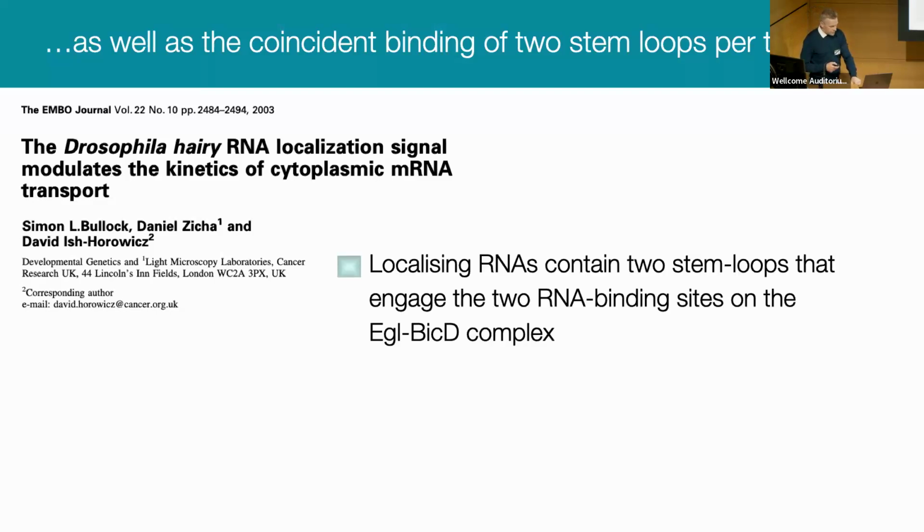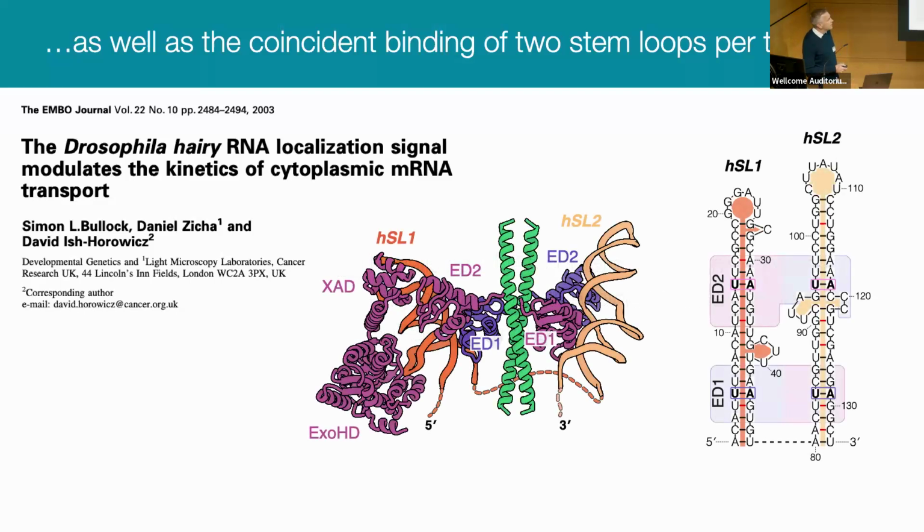And we can see that actually because we've solved the structure of one of these bipartite signals from hairy, so the work we did with David in this paper, bound to Egalitarian and BicD. And this second stem loop structure, which we call a support element, still has the kink and it still has the base pairs lacking the guanine at specific positions.